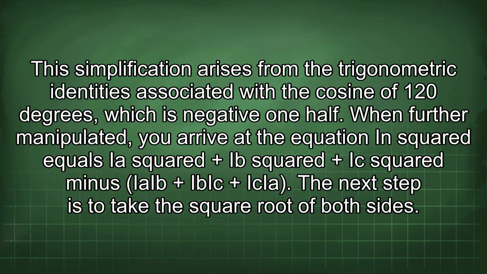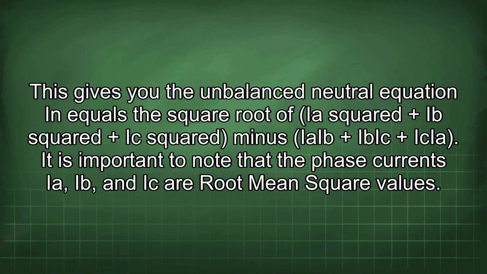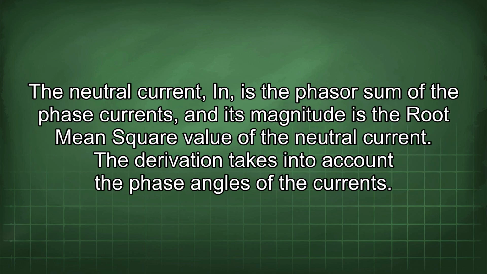The next step is to take the square root of both sides. This gives you the unbalanced neutral equation: I_N equals the square root of I_A squared plus I_B squared plus I_C squared minus (I_A·I_B plus I_B·I_C plus I_C·I_A). It is important to note that the phase currents I_A, I_B, and I_C are root mean square values. The neutral current I_N is the vector sum of the phase currents, and its magnitude is the root mean square value of the neutral current.